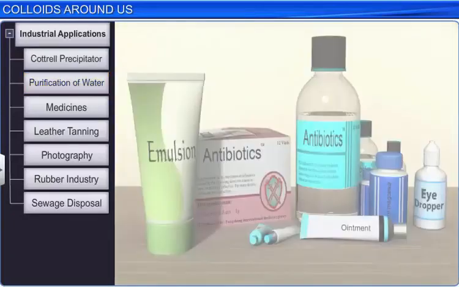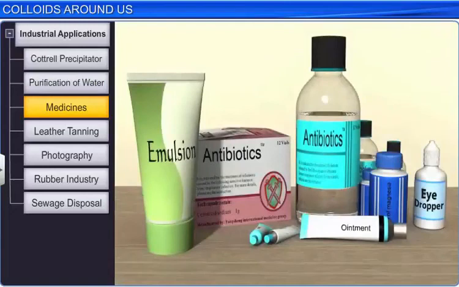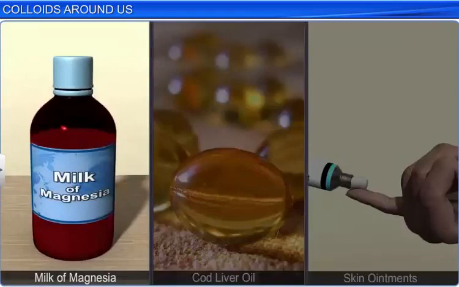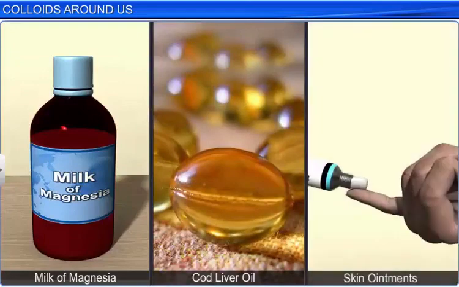Yet another application of colloids is in medicines. Colloidal medicines are more easily assimilated by the body system, as they can act over a large surface area. Therefore, they are more effective. It is for this reason that a large number of pharmaceutical preparations are emulsions. For example, milk of magnesia used for stomach disorders, cod liver oil, and skin ointments are all emulsions.